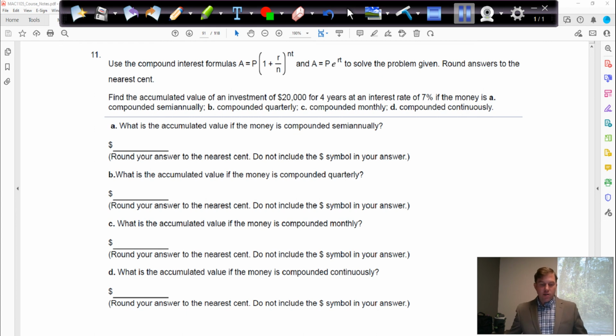This depends on a couple things. First, it depends on the principal. So how much did you invest? In this case, we invested $20,000. So the investment is P. A is the accumulated value. So how much money will I have in the future? The time is T, in this case 4 years. And then the interest rate we record as R, and it gives it as a percentage, but to do the calculation we want to convert that to a decimal value.